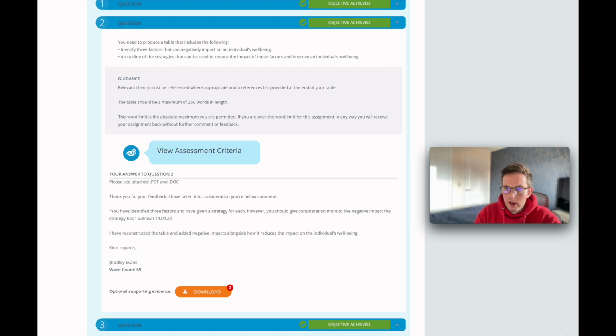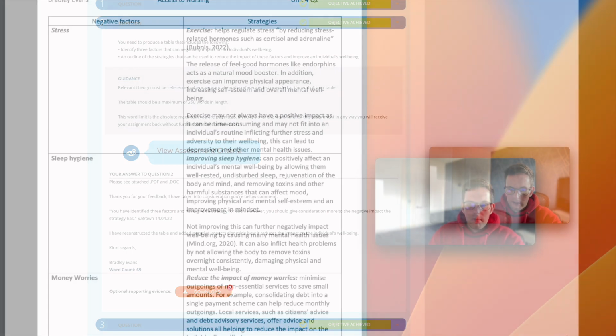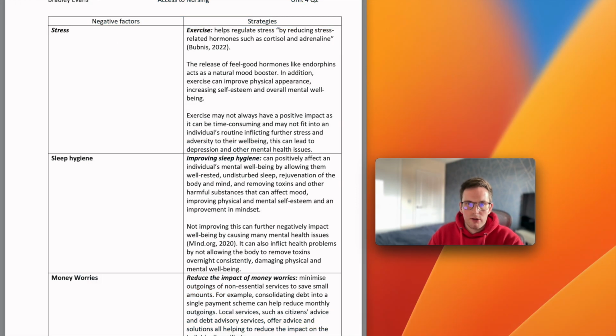So I'll take you through, have a quick look at my table so you can get an idea of what it is that you need to write, and I'll also show you the reference list so you can have a look at some extended learning. Okay, so here is my answers to question 2. And I've put it into a table like this, so I have the negative factors on one side and the strategies to overcome them on the right side.